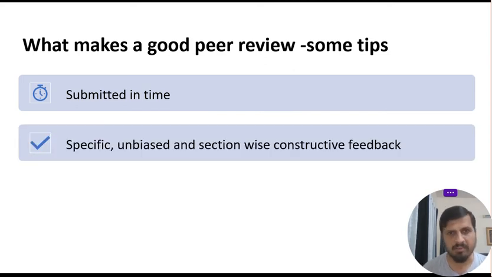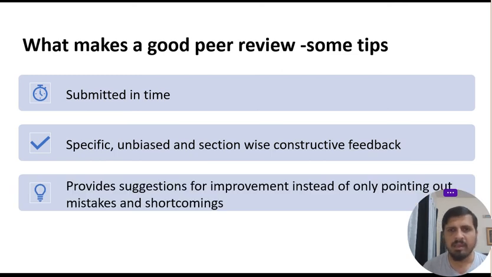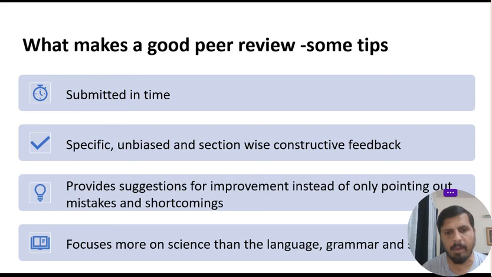A good peer review is one which is specific, which is unbiased, and which is given section wise with constructive feedback. Simply saying improve your manuscript does not mean anything. Which section should I improve and how should I improve? Can you please tell me a little bit more about that? So it should be specific, unbiased, section wise, and constructive. And please, it's pretty easy to point out mistakes. Anyone can do that. As a peer reviewer and as an expert, I would recommend that you actually provide suggestions for improvement instead of only pointing out mistakes and shortcomings. Anyone can point out mistakes, and experts should also guide how to improve the quality of the manuscript.